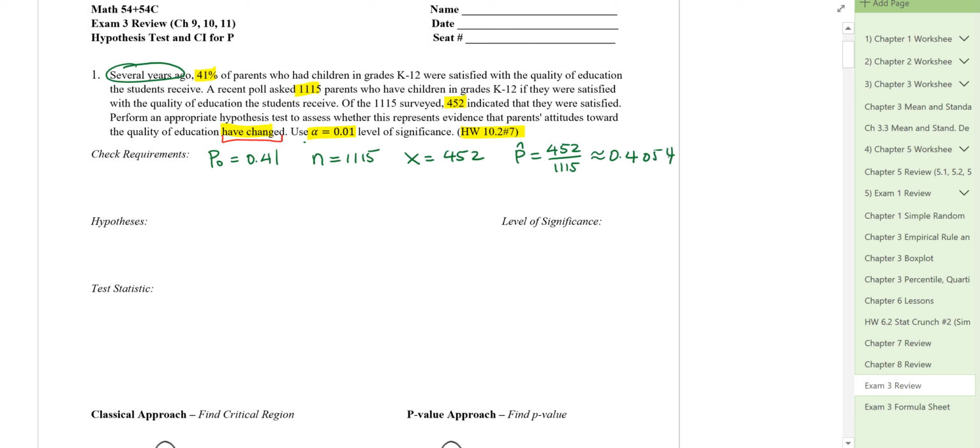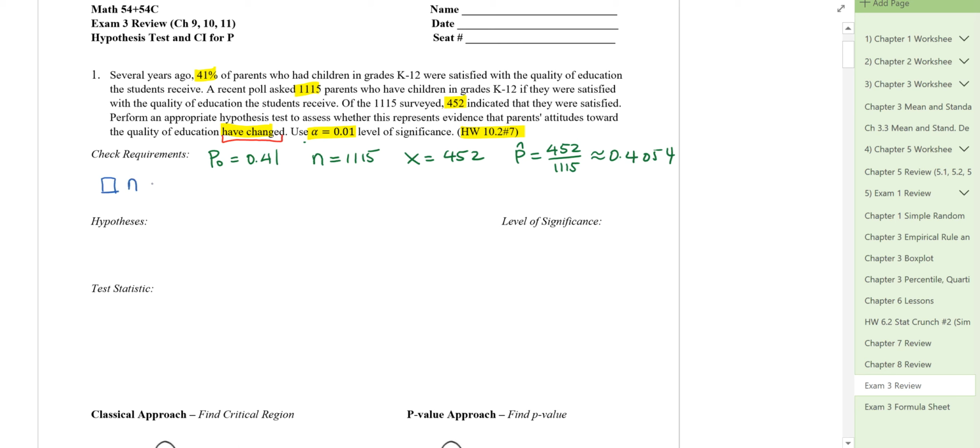So I read the question and it asked for a proportion. I found the information and wrote down the given information. So let's check the requirements. There are two requirements. One is to make sure the samples are normal, and the other is to make sure the samples are independent of each other. So let's do it. The first one is I need to check independence.